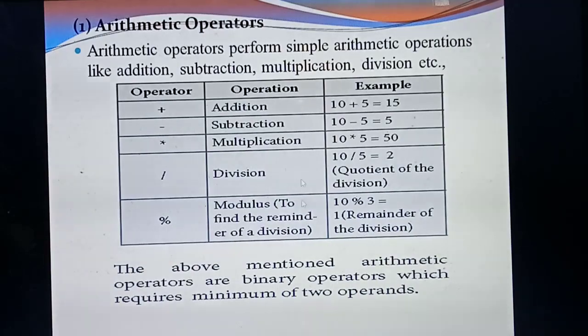Understand? Then example, addition: 10 plus 5 is 15. Then subtraction: 10 minus 5 is 5. Then multiply: 10 into 5 is 50. 10 divided by 5, you will get answer 2. That's the quotient. Then 10 divided by 3, you will get the remainder. 3 3s are 9, so remainder you will get as 1. That's the answer for modulus.